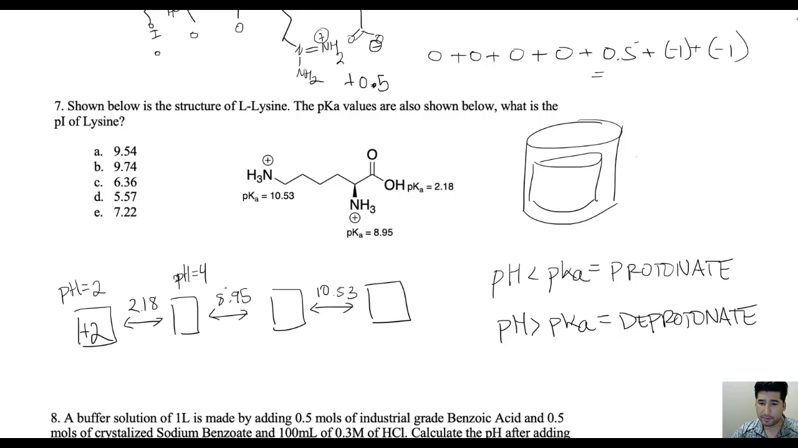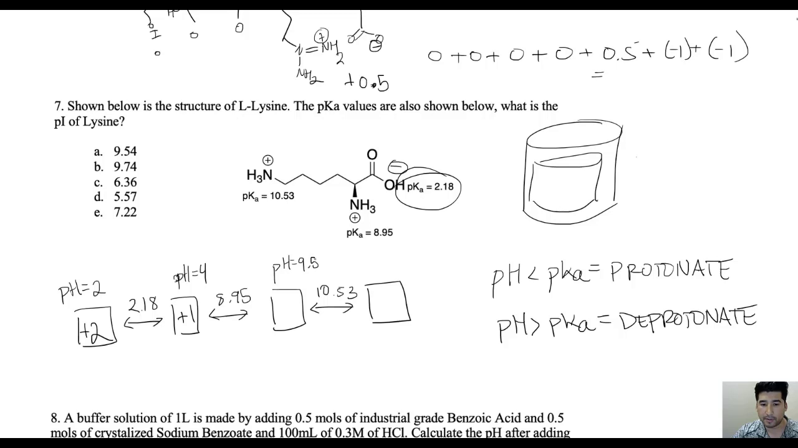Well, when the pH is 4, we are going to deprotonate this group right here because the pH is greater than the pKa, which is going to give this a minus charge. So now we have to add up all the charges. We have -1 plus 1, that's 0, plus 1. So we have a charge of plus 1. So now let's increase the pH again. Let's make it 9.5.